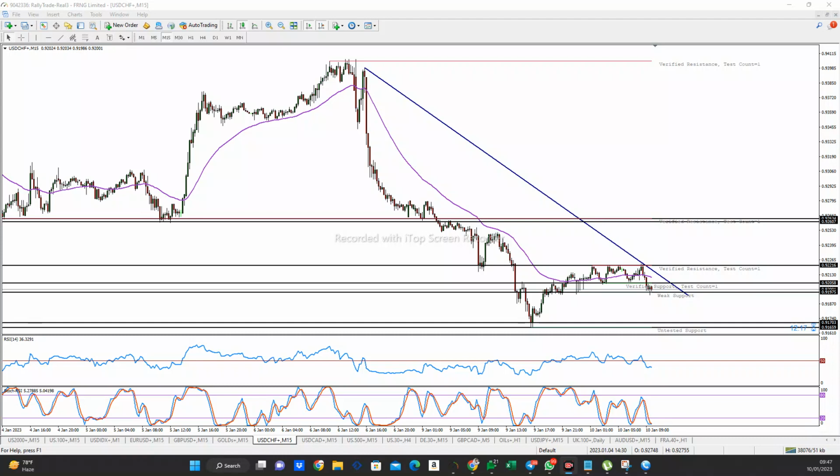Today we'll be looking at USDCHF and looking at areas where we can place trades and make money from this instrument.